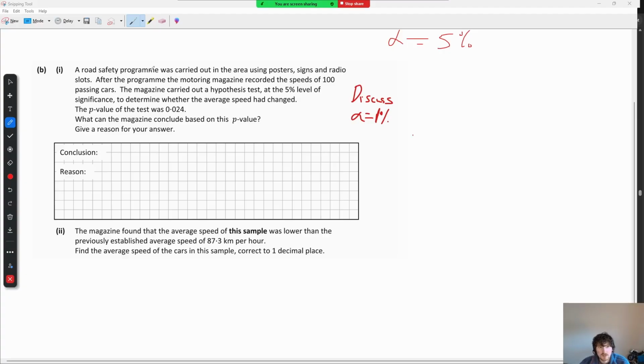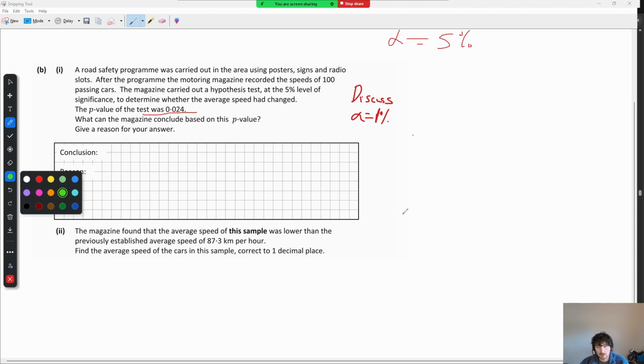There's a road safety program that was brought out in this area using posters, signs, and radio. After the program, the motoring magazine did a sample of 100 cars. They recorded the speeds of 100 cars. They did it at the 5% level of significance, and they got this p-value. What can the magazine conclude about this p-value? The idea is that the p-value is less than our level of significance, so that's in the rejection region.